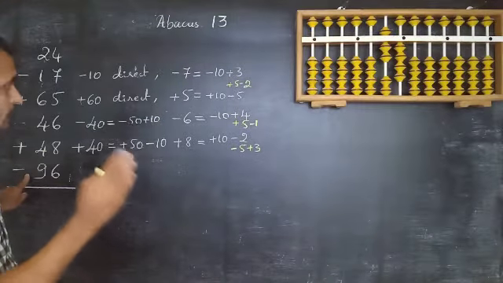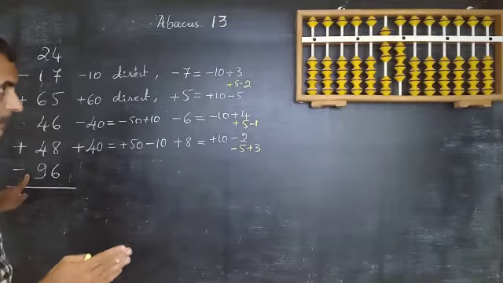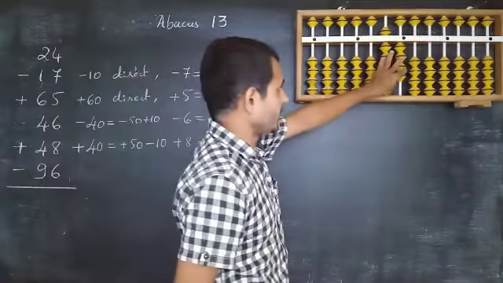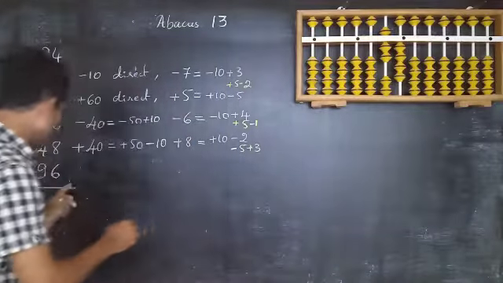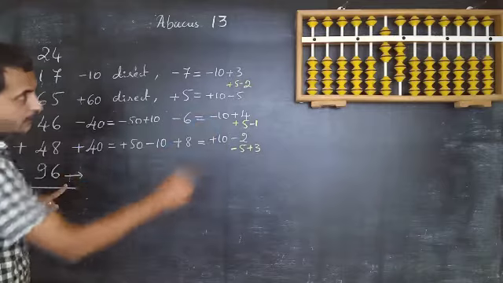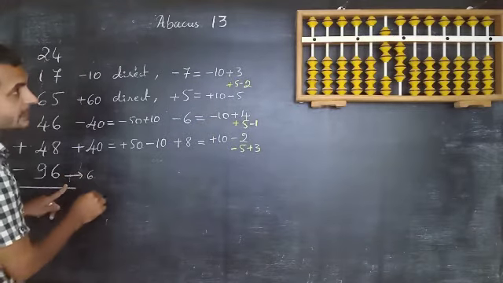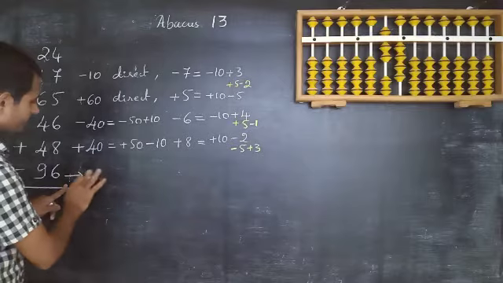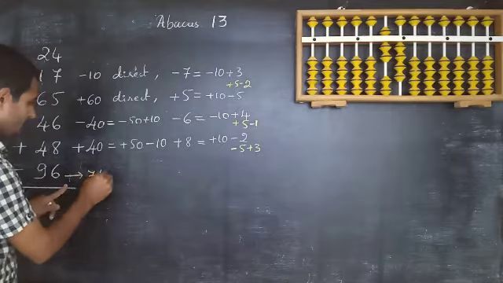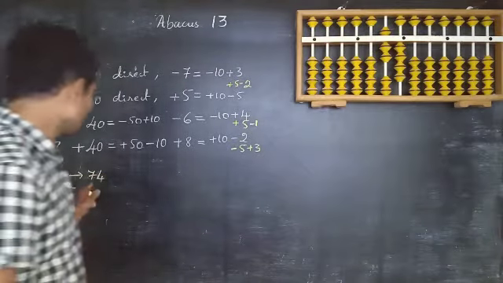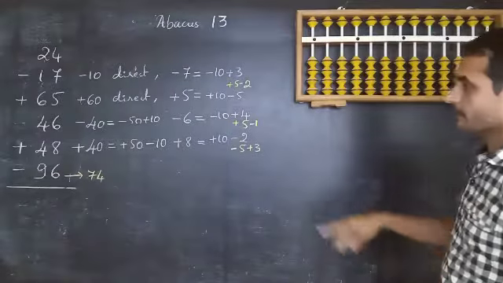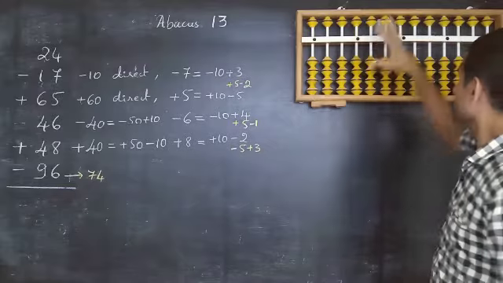Minus 96 is not possible means you have to assume this number as negative. Means you take the available number, 74. 74 is there, no? So write 74 here. Take 96.